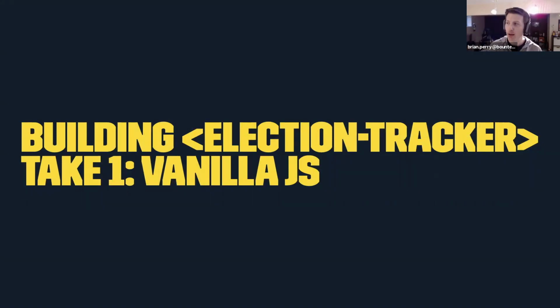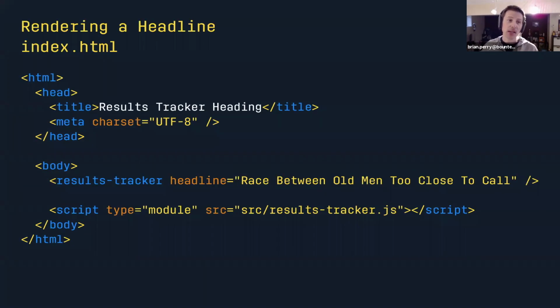Let's actually look, with the time that we have left, at some examples of building a custom element. The first one we'll do is just using vanilla JavaScript, so these are the browser native APIs. We're going to focus specifically on just rendering a headline, to keep it really simple and specific. This is an index.html file, and we are using our results tracker element and passing in a headline attribute. And then we're also importing the results tracker script as a module.